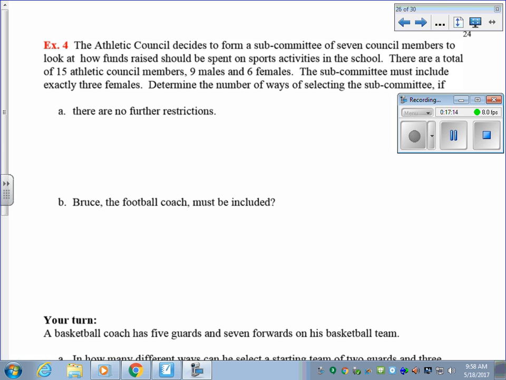We have 15 total. Okay, so in total, N is equal to 15, and we want a committee of 7 council members. The problem here is we want to specify the genders of the people or specific people on that committee. So this isn't specific enough. So we have to look at males and females. So the males, we're told there are 9 males and there are 6 females.